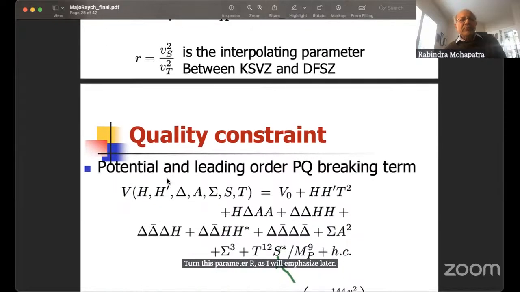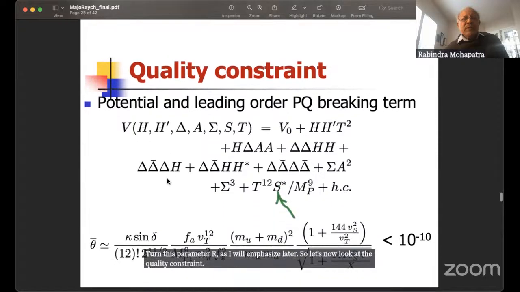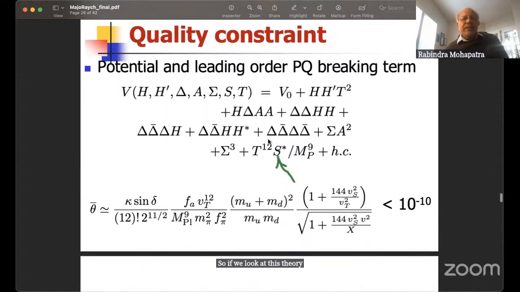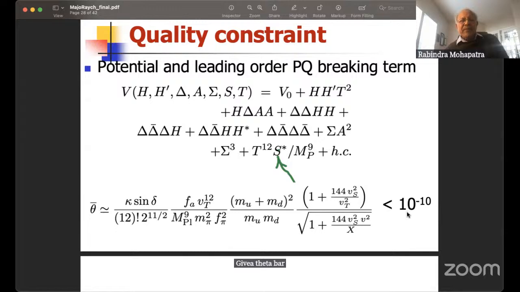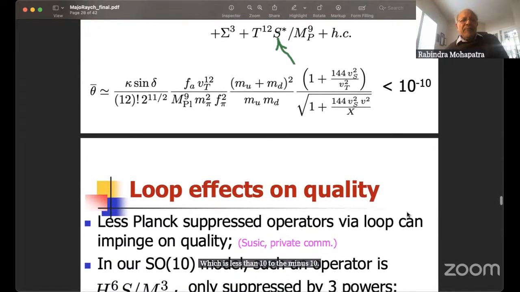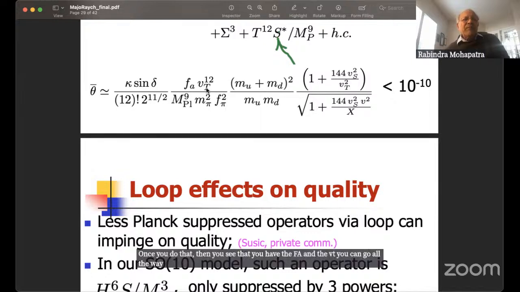So let's now look at the quality constraint. If you look at this theory, this is the one that gives rise to the quality problem. You find the theta bar, and you demand the condition that the minimum of the potential gives rise to a theta bar which is less than 10 to the minus 10. Once you do that, you have the f_a and the V_T. You can go all the way up to 10 to the 11 GeV. I will show you pictures of these.